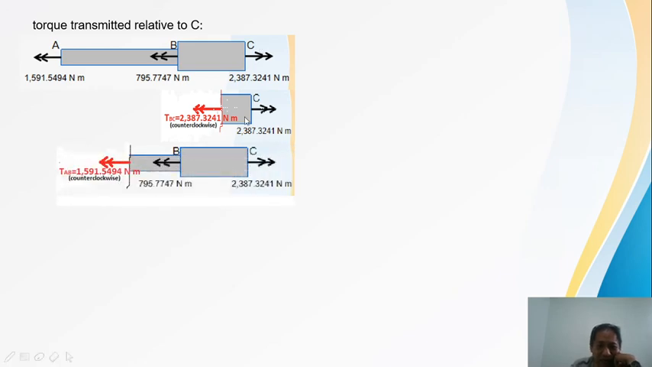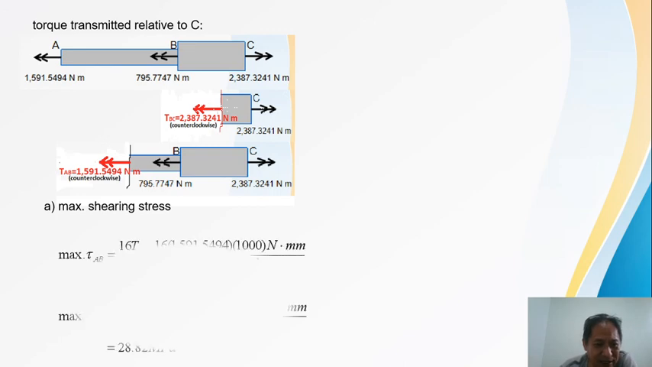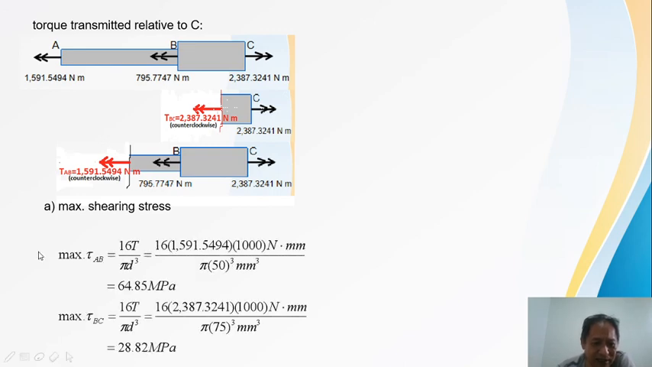I have two torques. We have the applied, and we have the torque from the removed power. To balance, this one is bigger, so this is 795. I need this much, in the same direction as this. So they are all counterclockwise torques. Then you can get the maximum shearing stress, or just substitute.